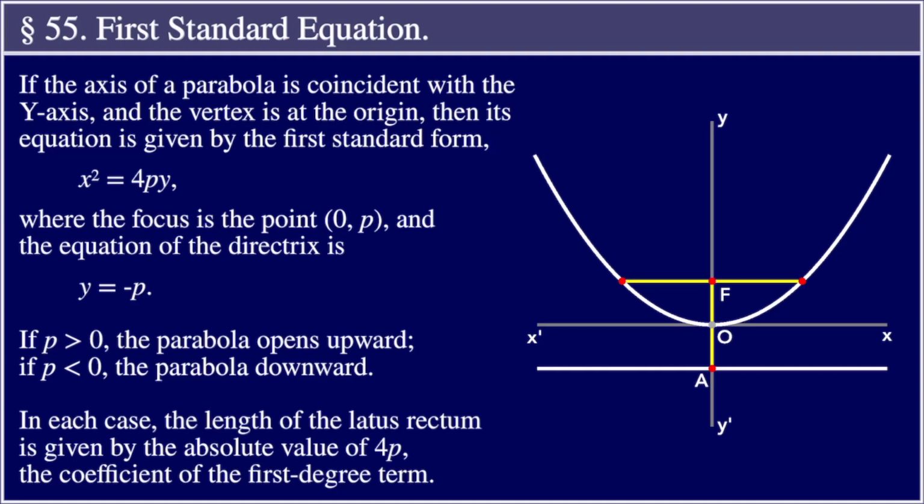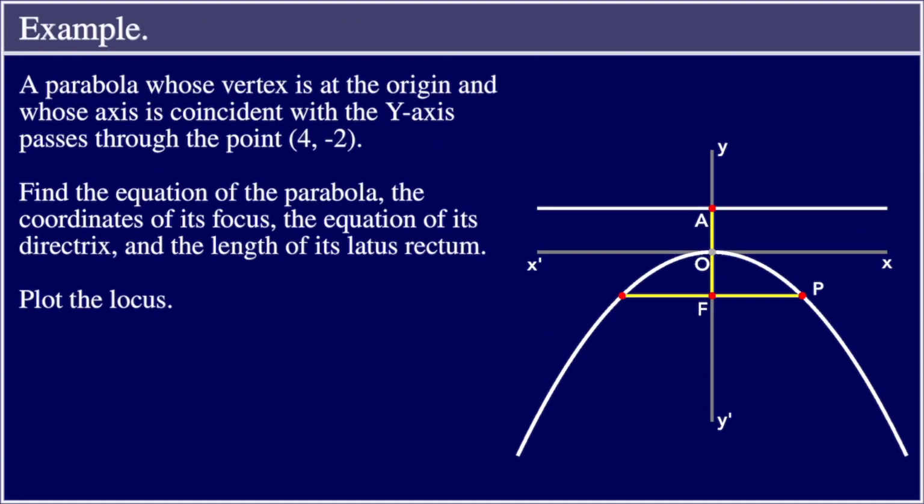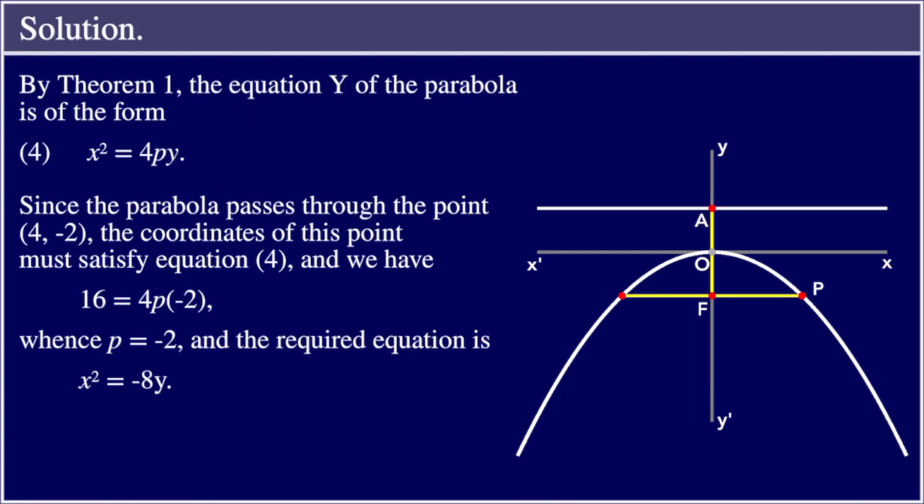Example: a parabola whose vertex is at the origin and whose axis is coincident with the y-axis passes through the point (4, -2). Find the equation of the parabola, the coordinates of its focus, the equation of its directrix, and the length of its latus rectum. Plot the locus. Solution. By Theorem 1, the equation of the parabola is of the form equation 4, x squared equals 4py.